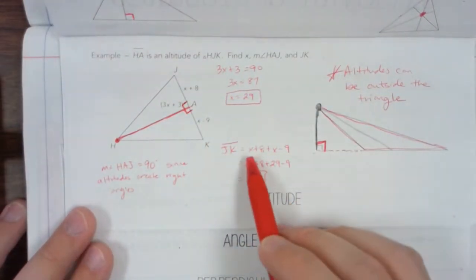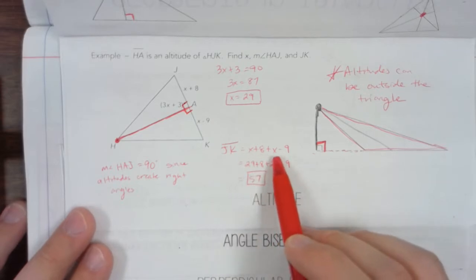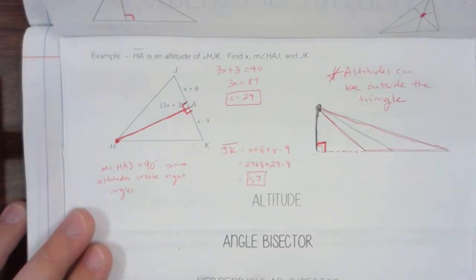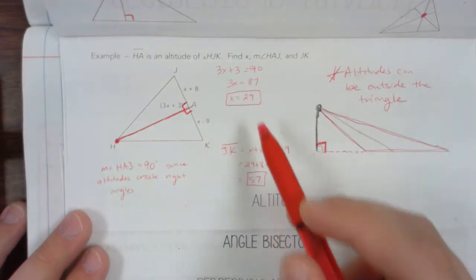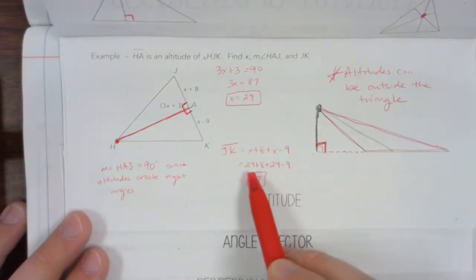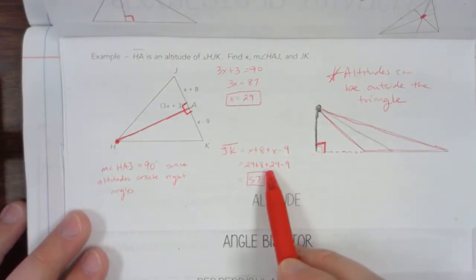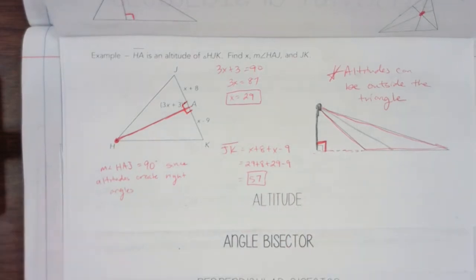So JK is going to be equal to x plus 8 plus x minus 9, just taking these two and adding them together. Now I'm going to plug in 29 for x, so I get 29 plus 8 plus 29 minus 9, and that's going to wind up being 57. So JK has a length of 57.